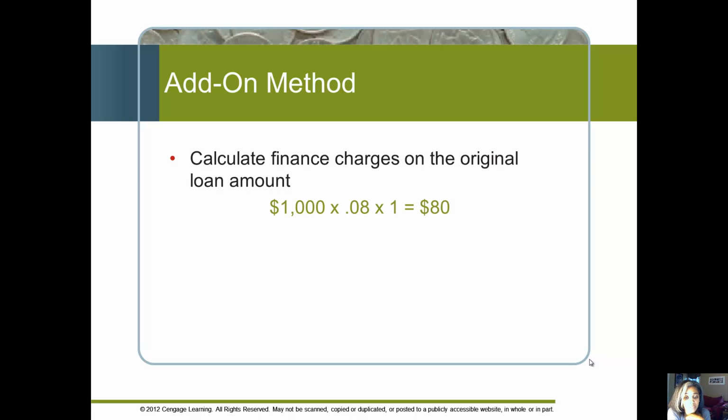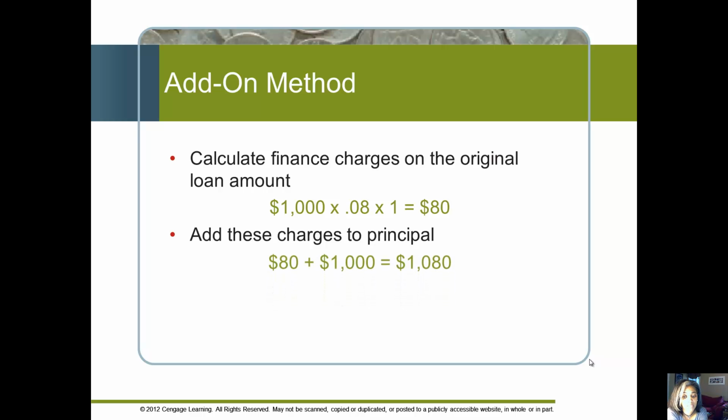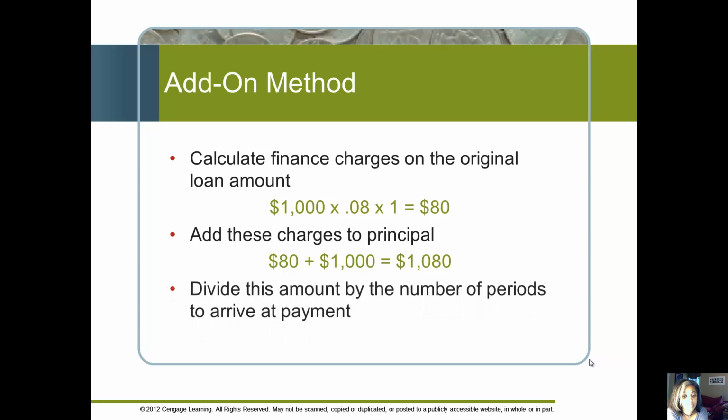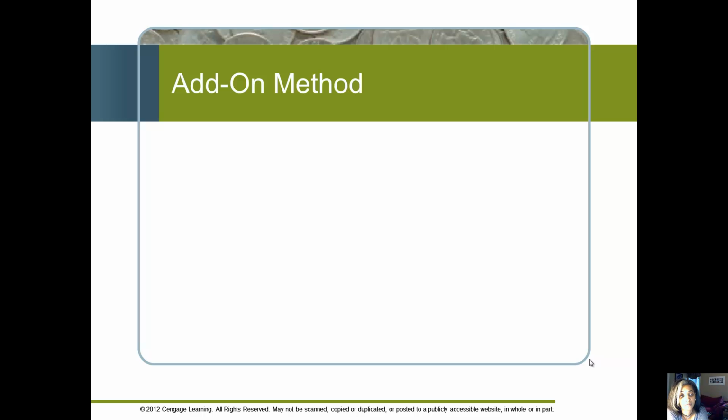Now with the add-on method, we're going to calculate finance charges on the original loan amount. So we take $1,000 that we borrowed times 8% times 1 because it's for 1 year, and we get $80. So we add those charges to the principal, so then that means it's $1,080. And we divide that by the number of periods to get the payment. So it's going to be 1,080 divided by 12, which gives us a monthly payment of $90. So it's a little bit higher with this add-on payment than with the simple interest method.